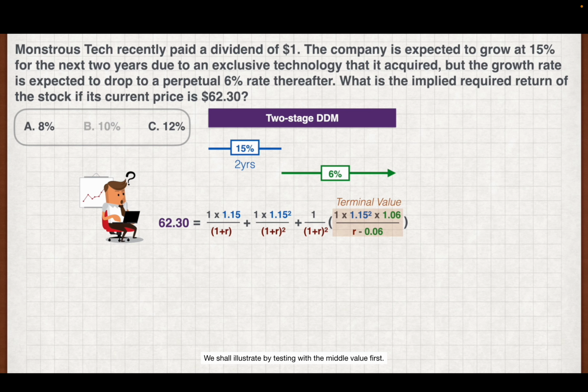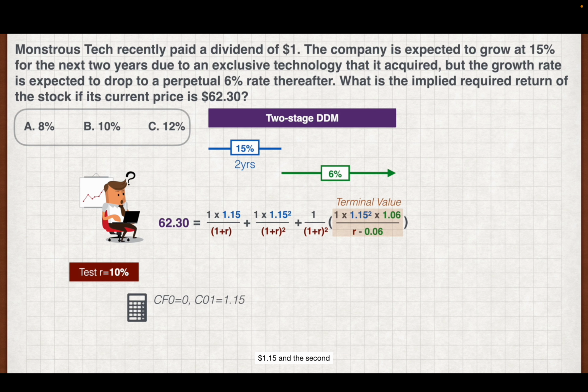We shall illustrate by testing with the middle value first. One shortcut to make quick calculations is to use the cash flow feature on your calculator. For this example, the first cash flow is the first dividend of $1.15, and the second cash flow is the second dividend of $1.32, plus the terminal value.